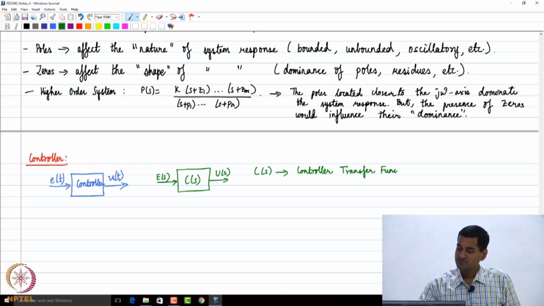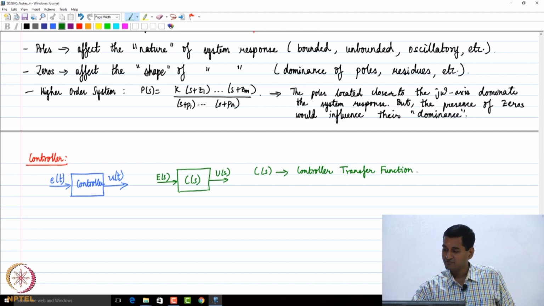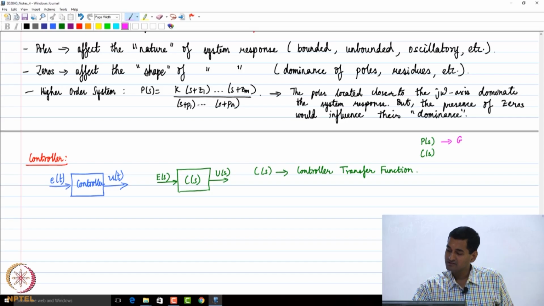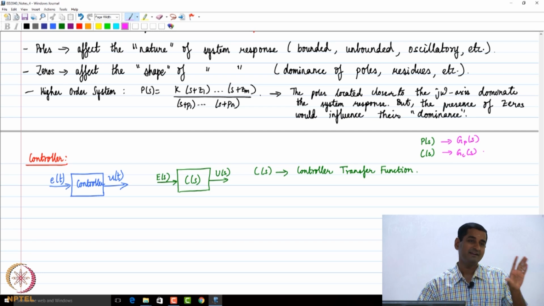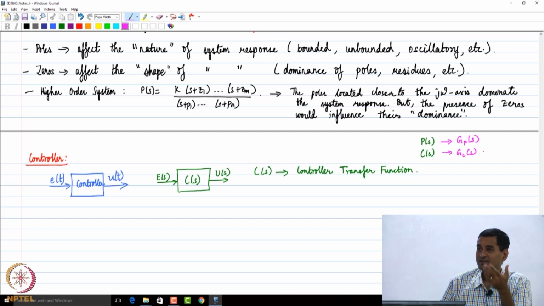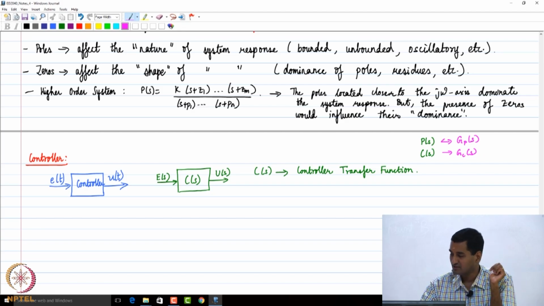Of course, in some references, as alternatives to P of s and C of s, they would call these G subscript P of s and G subscript C of s. Typically the character G is used for denoting transfer function, and they put a subscript to tell us whether they are talking about the plant transfer function or the controller transfer function. Both are equivalent notations. I am just using P of s and C of s. It's just a matter of notation.